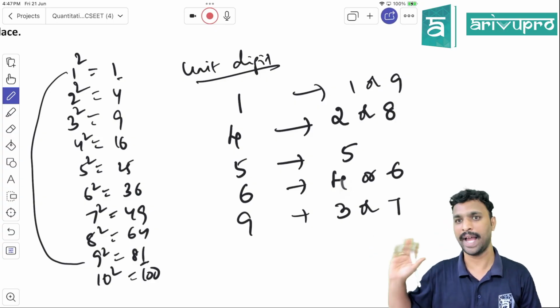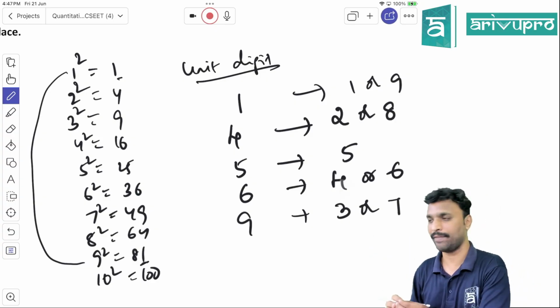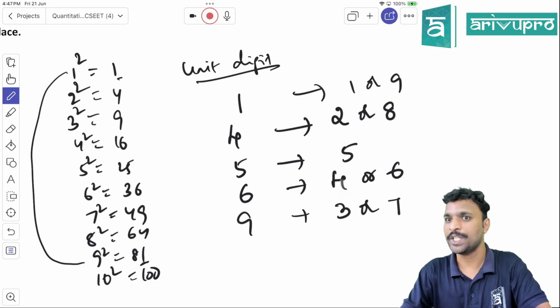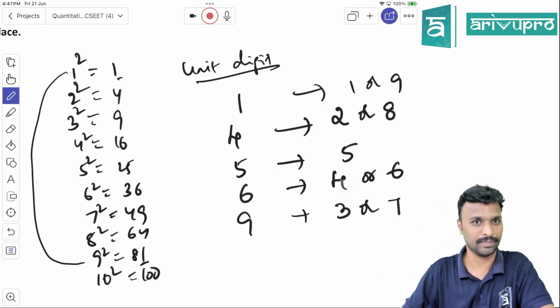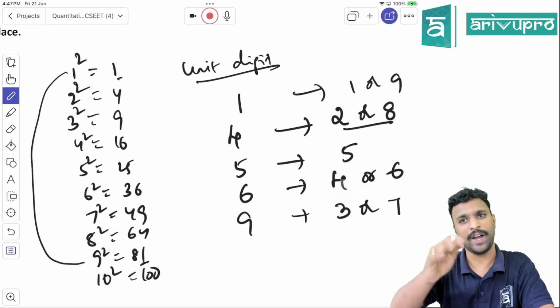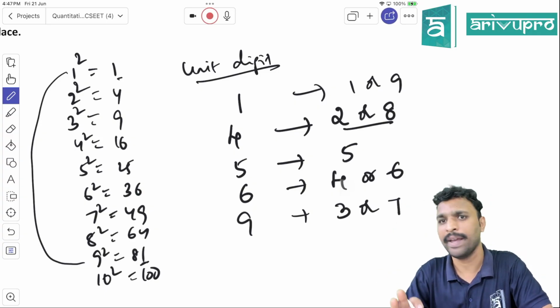Understand, this idea, this knowledge you must have. If you get a units place digit, it could be what? Possibilities 2 or 8. 5 means only one possibility. It should be 5 only.